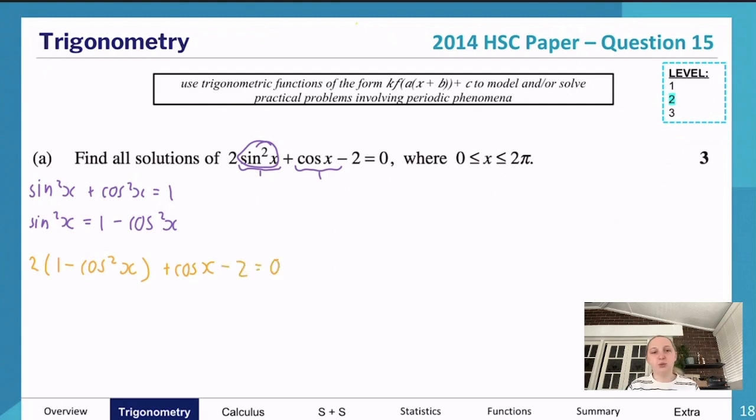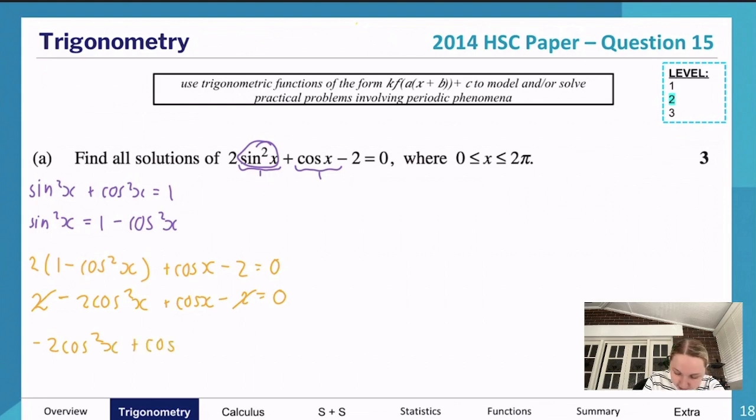And now all of a sudden we've got our variables in terms of one another, right? We want only one trigonometric function. Okay, so then if we expand that to minus 2 cos squared x plus cos x minus 2 equals 0, and then these will cancel each other out, we get minus 2 cos squared x plus cos x is equal to 0.